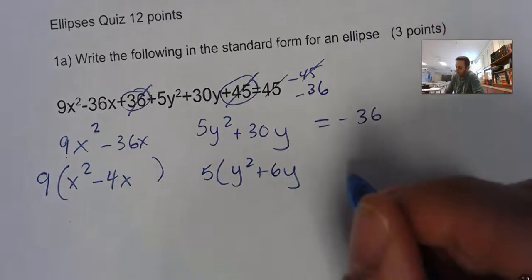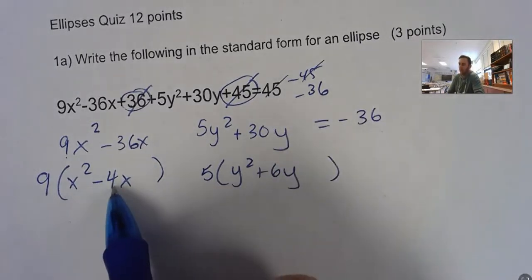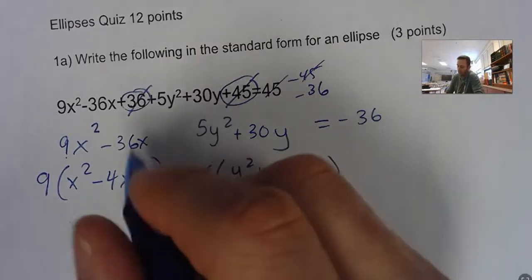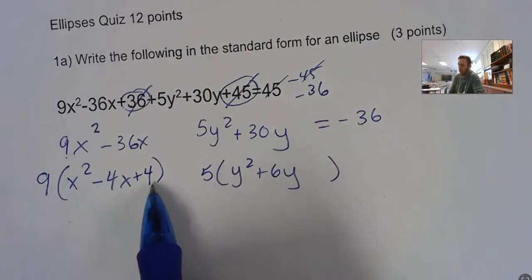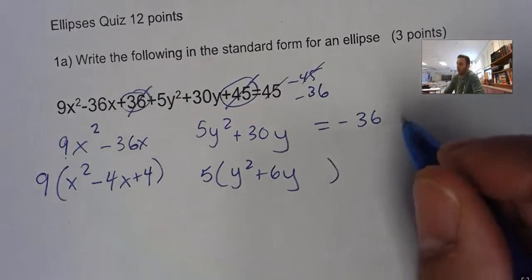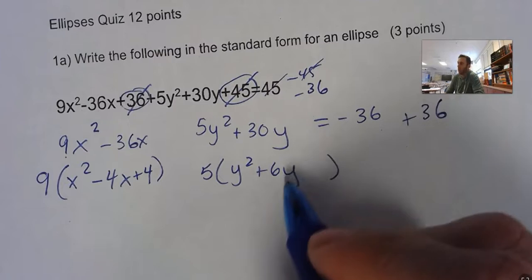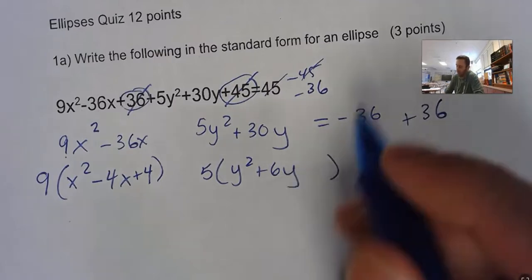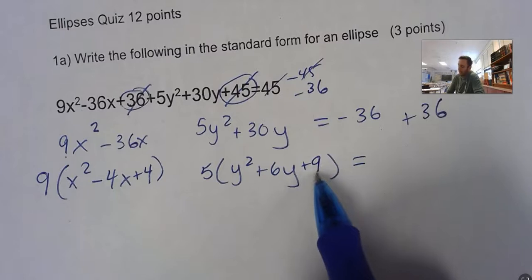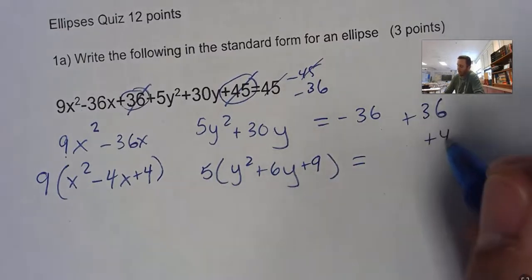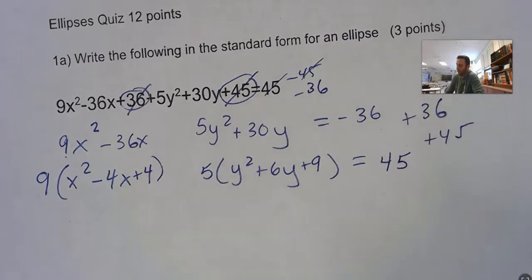Now, in these parentheses, I want to complete the square. So I divide negative 4 by 2 and square it, and I get plus 4. But you're not really adding a 4 here, you're actually adding a 36, because 9 times 4. So I have to add another 36 on this side. And over here, to complete the square, divide by 2 and square it, you get plus 9. But you're not really adding a 9, you're adding 5 times 9, so you're adding a 45. So negative 36 plus 45 would equal 45.